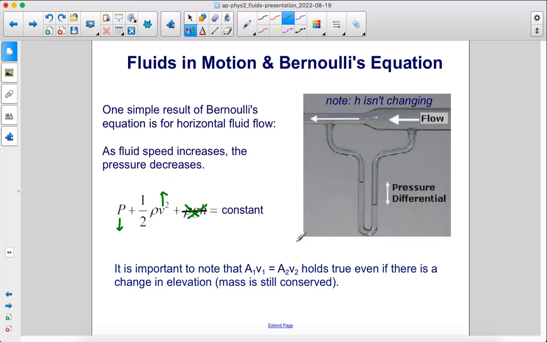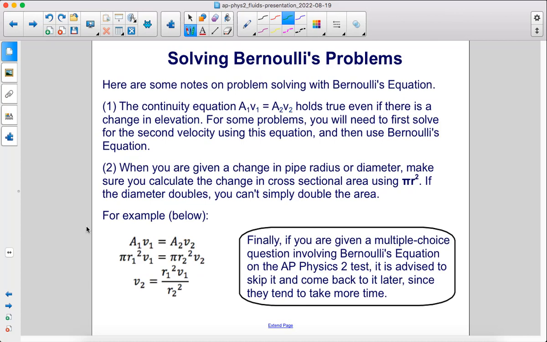It is also very important to note that the continuity equation still holds true, even if there is a change in elevation. So sometimes you might have to use this equation here first to calculate a velocity so that you can then continue to use Bernoulli's equation. Here are some notes on problem solving with Bernoulli's equation. Number 1, the continuity equation A1V1 equals A2V2 holds true even if there is a change in elevation.